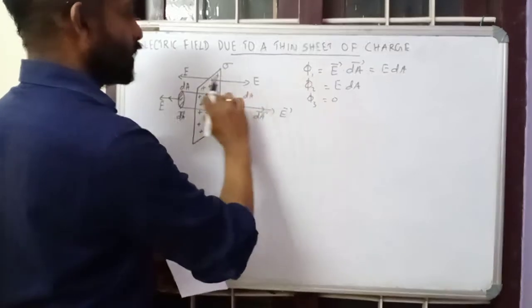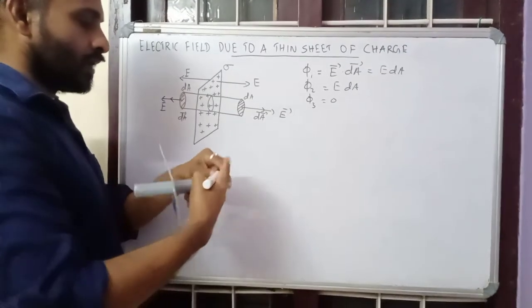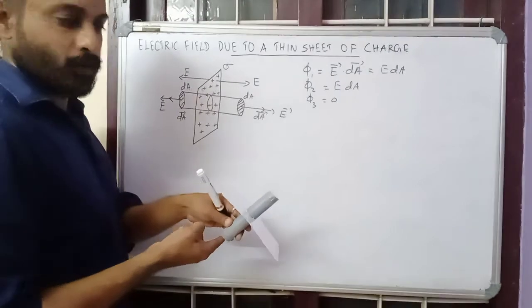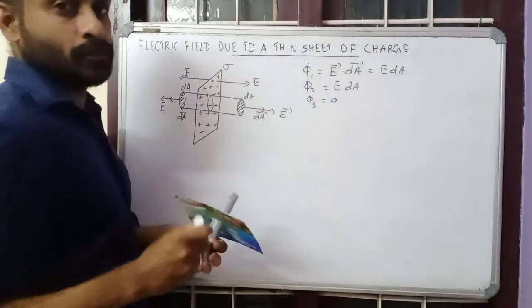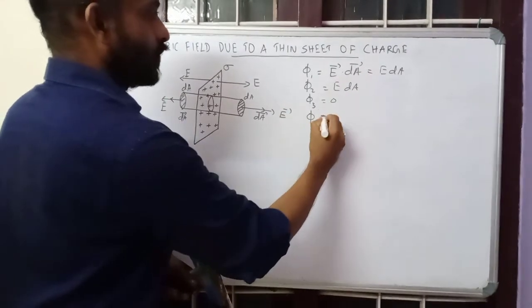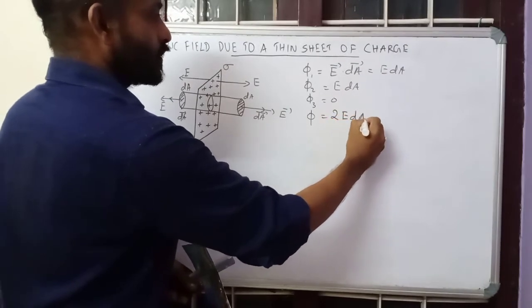So what is the total flux enclosed by the Gaussian surface? There are three regions for the Gaussian cylinder. Two flat faces, one flat face and the other flat face, and this is the curved face. Through the curved face there is no flux. So what is the total flux? We need to add these three fluxes. We will get EdA plus EdA plus 0, that is 2EdA. This is the total flux.